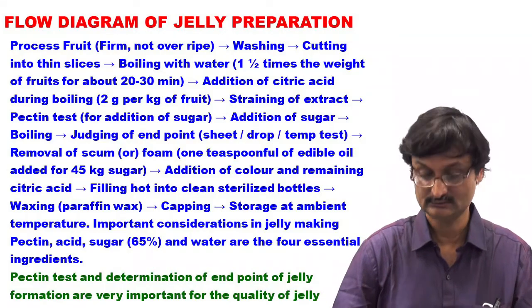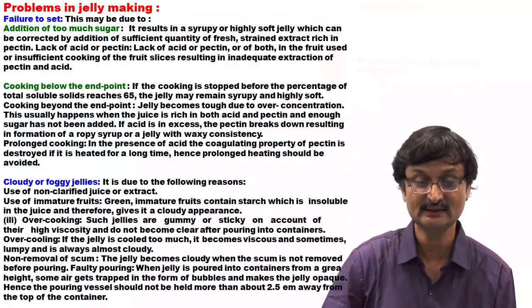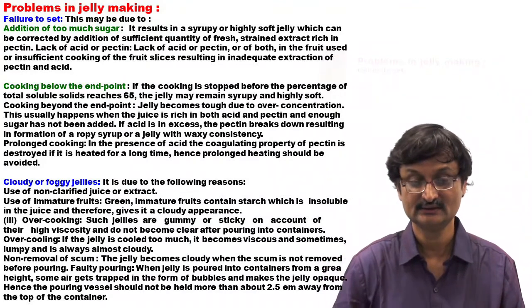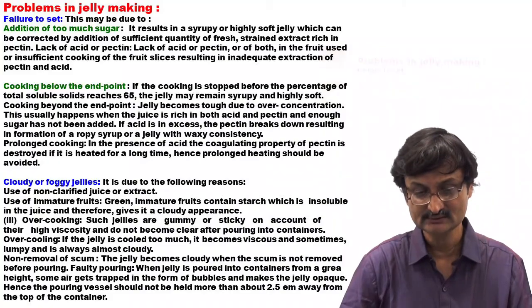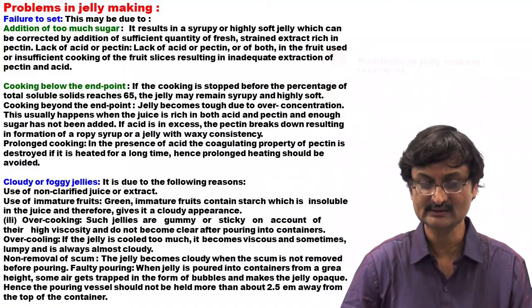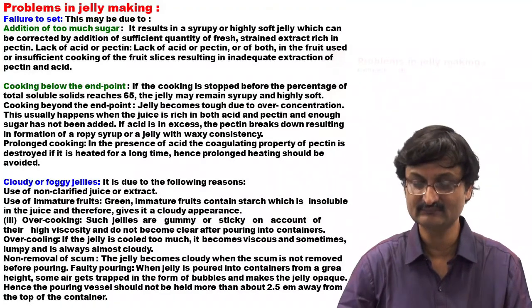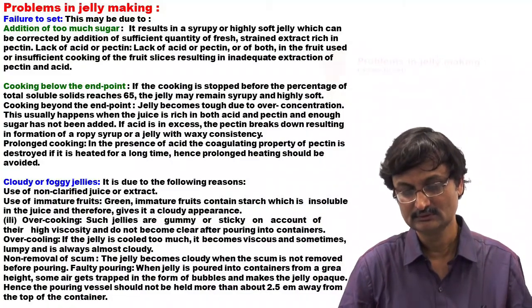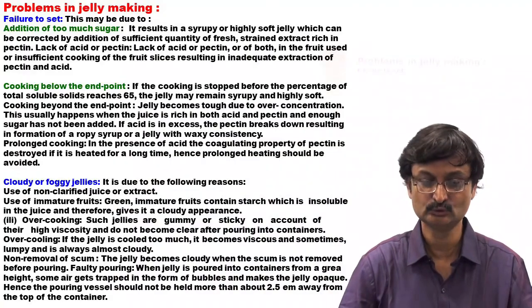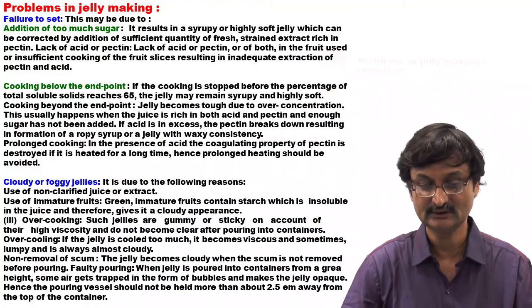These are very important in terms of quality of jelly. Now, problem in jelly making: failure to set. It may be due to addition of too much sugar or cooking below the end point. This problem can be rectified; if it is too much sugar, then sugar is added in proper amount and the end point is judged at the proper end point.